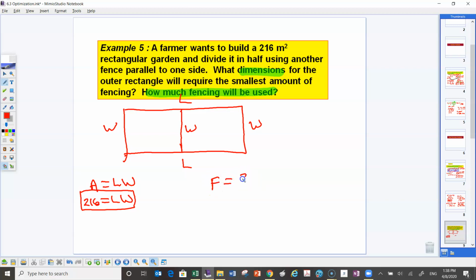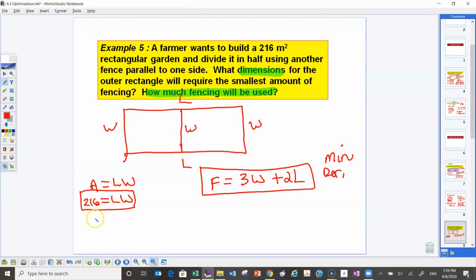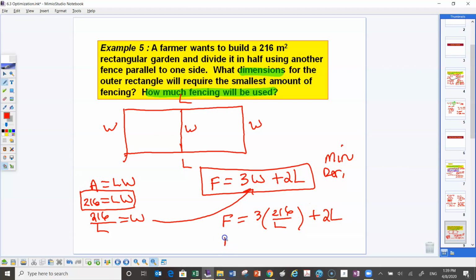So the fence is going to be 3 widths plus 2 lengths. And I want to minimize the amount of fence. So this is the one I want to take the derivative of. But the problem, again, is I have 2 variables, so I'm going to isolate one of them. I'm going to divide by L, so therefore W equals 216 over L. So I'm going to place that in there. So I get 3 times 216 over L plus 2L.